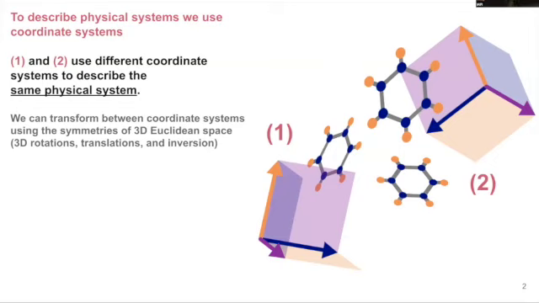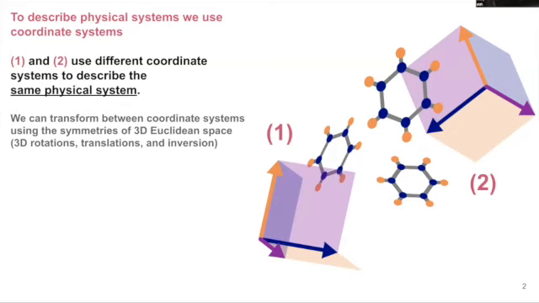But let's say I have these three benzene molecules. I could use coordinate system 1. I could use coordinate system 2. It's the same physical system, just a different description. And my choice of coordinate system is fundamentally arbitrary. And we can always transform our coordinate systems using the symmetries of 3D space: 3D translation, 3D rotation, and inversion.